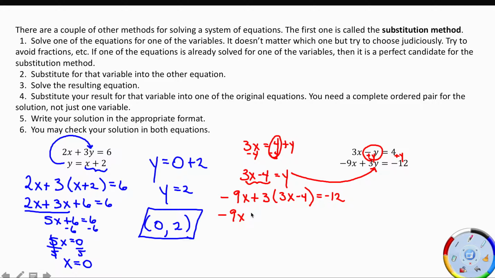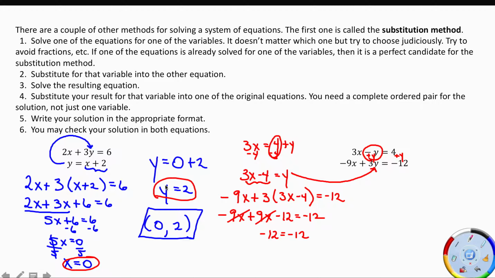Negative 9x plus 9x minus 12 equals negative 12. Negative 9x plus 9x is 0. So I wind up with negative 12 equals negative 12. Remember that when our variables disappear, it's an indication to me that my solution is either no solution or infinite solutions. Okay? If I get my variable equals a number, then I've solved it and I go on.